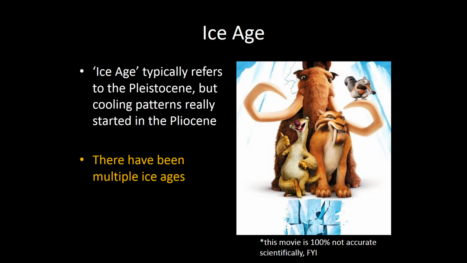All right. So the Ice Age typically refers to the age of the Pleistocene, but these started a little bit earlier, and that's not a detail I need you to know. What I want you to know is in yellow. There have been multiple ice ages that have happened in the Cenozoic, and I want you to be very clear that the movie Ice Age is not scientific, not even a little bit.